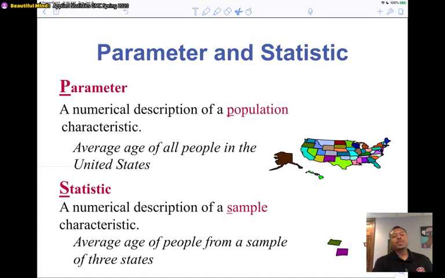So when we're speaking of parameter versus statistic, a parameter is a numerical description of a population characteristic, and a statistic is a numerical description of a sample characteristic. So P for parameter goes with P for population, and S for statistic goes with S for sample. P, P, S, S.